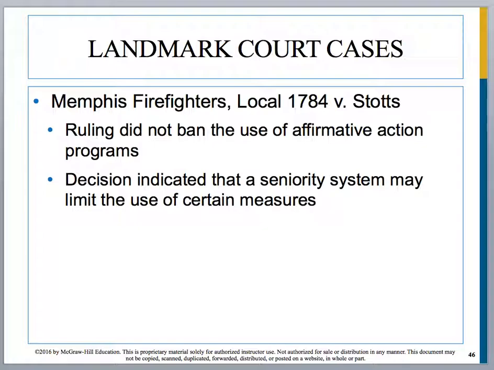So what it was saying is you cannot lay off white employees who have greater seniority to hold on to and protect African Americans and other minorities who have junior seniority, have less seniority, just because you're trying to maintain a 20% kind of quota in a sense. You can't do that. So if it goes based on seniority, you have to lay off based on that.